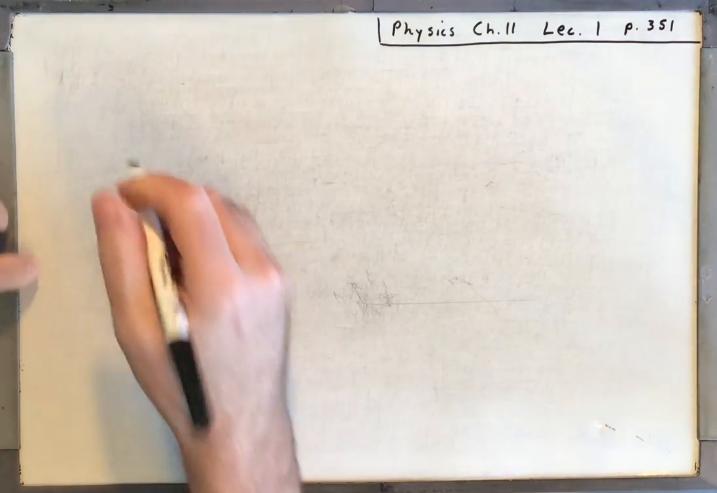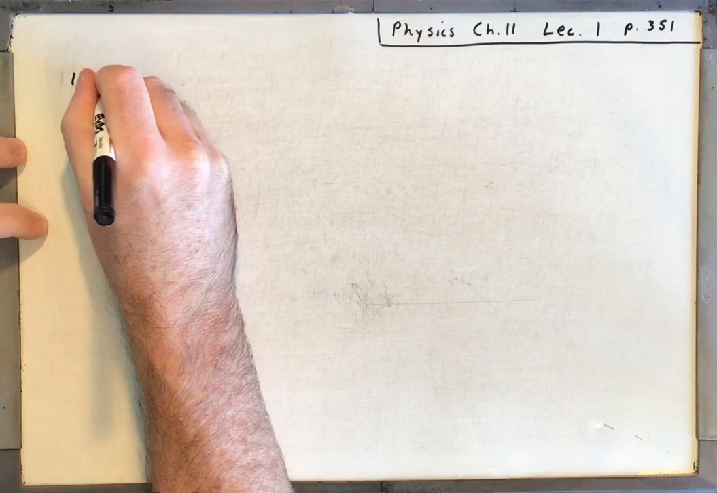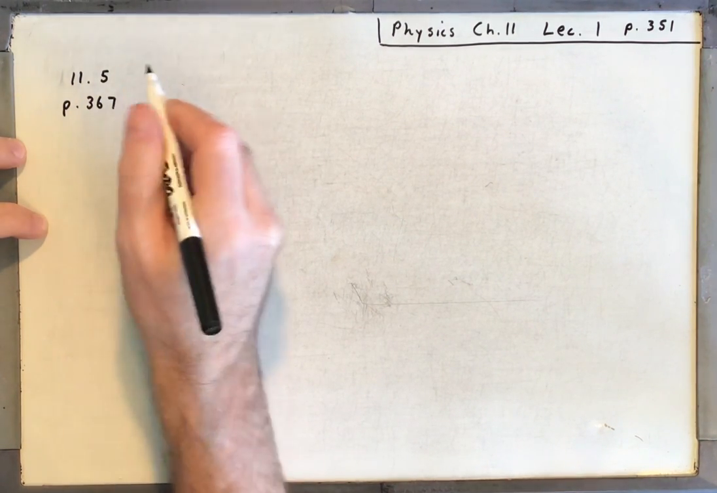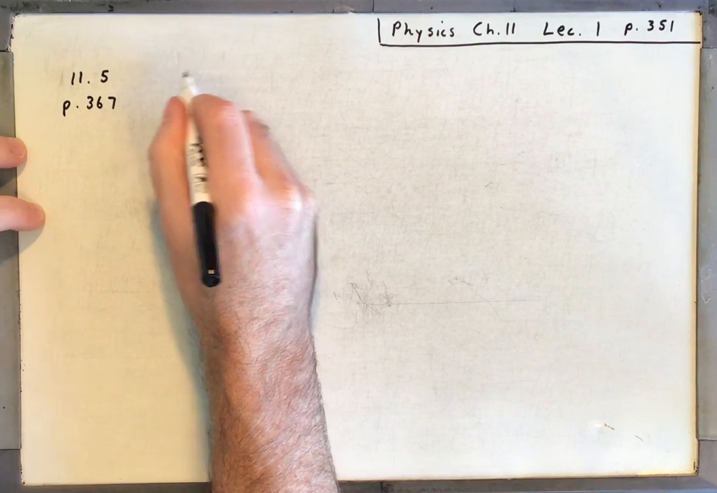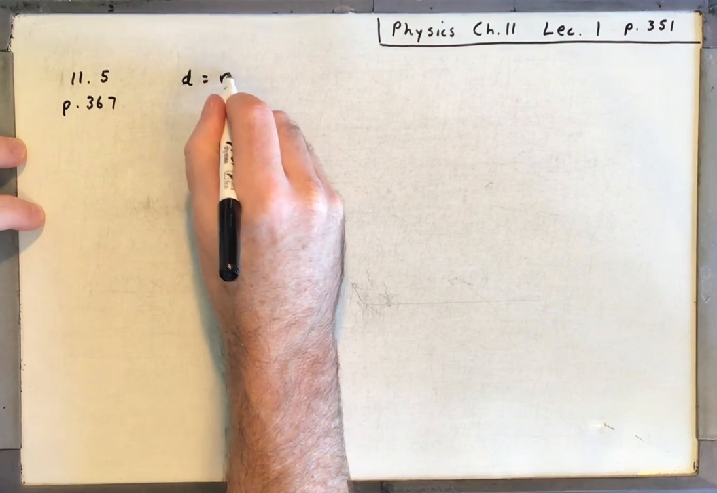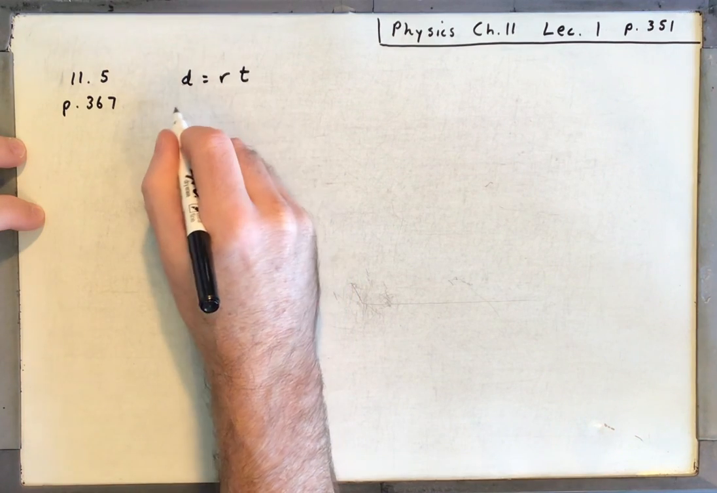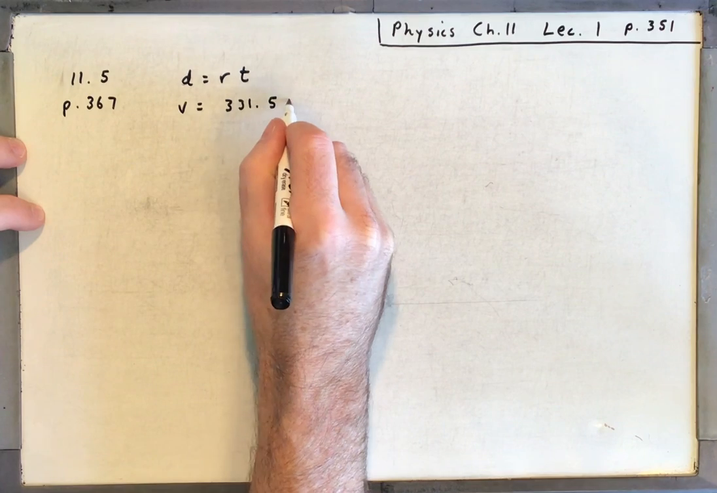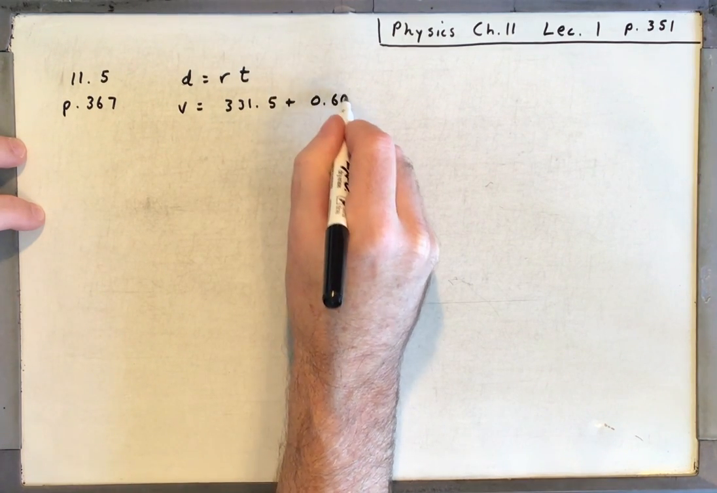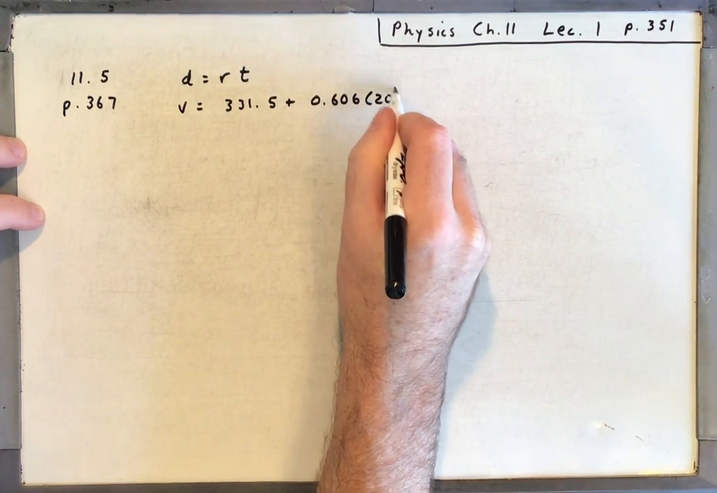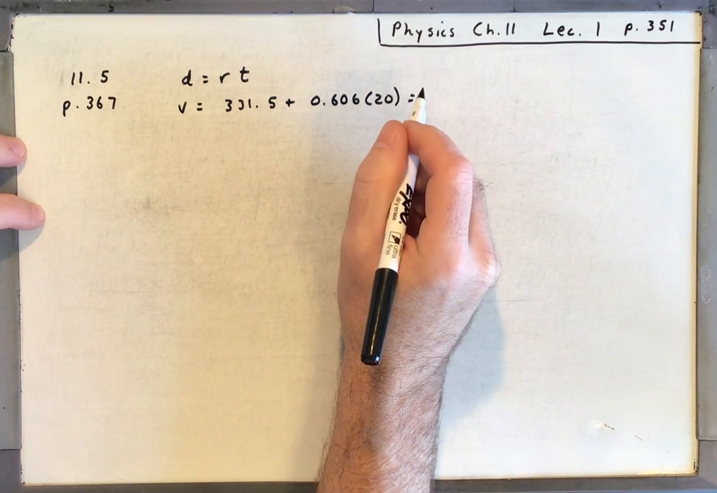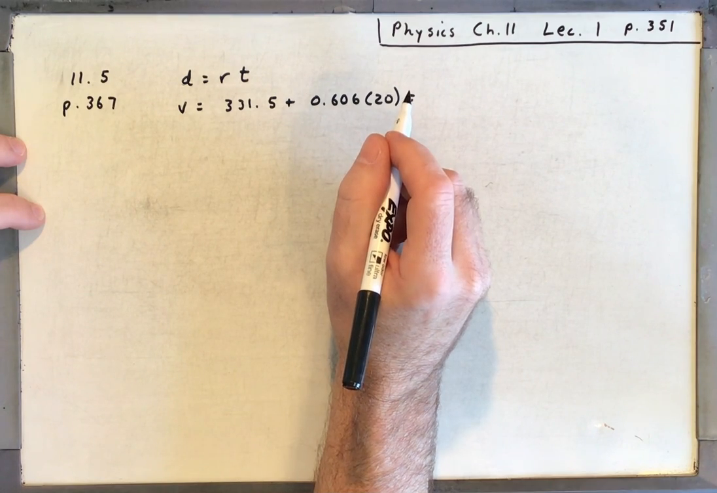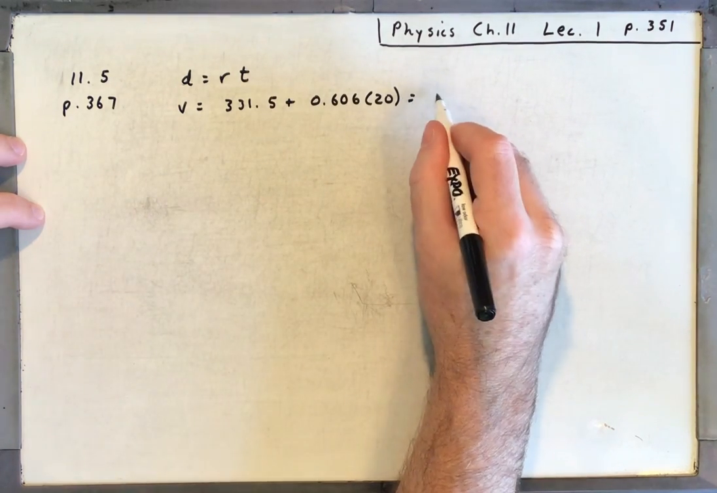So 11.5 on page 367. First of all, we're going to use the equation distance equals rate times time. We need to get the rate or the velocity. That's 331.5 plus 0.606 times 20. And if you plug that into the old calculator, you get 343.6 meters per second.